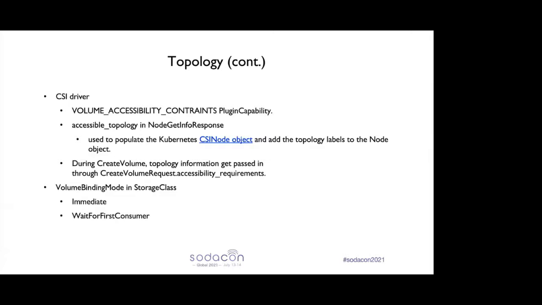In the storage class, there are two volume binding modes that are supported. If immediate is set, then the external provisioner will pass in all available topologies in the cluster for the driver. If wait for first consumer is set, then the external provisioner will wait for the scheduler to pick a node. The topology of that selected node will then be the preferred topology.